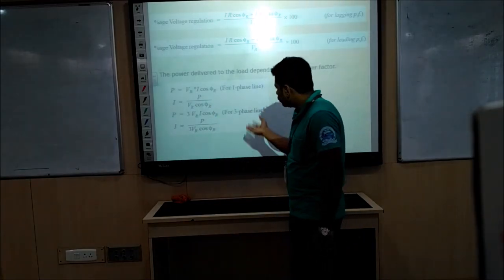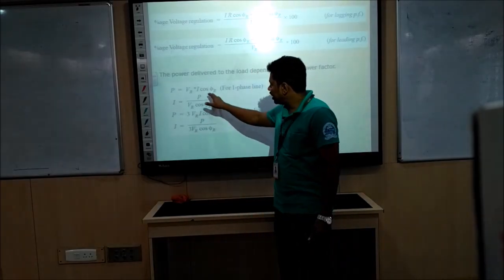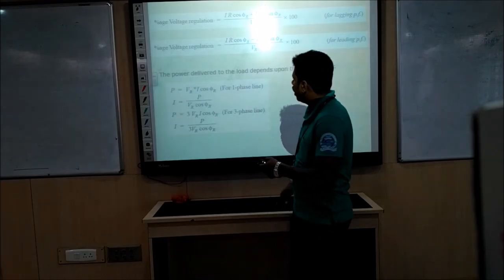So like this, you can find the sending end power also. So two powers are known, or otherwise I can say that the output power is known, the losses are also calculated, you can easily find the efficiency of the line.